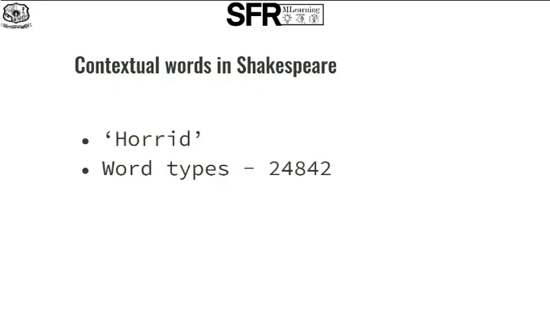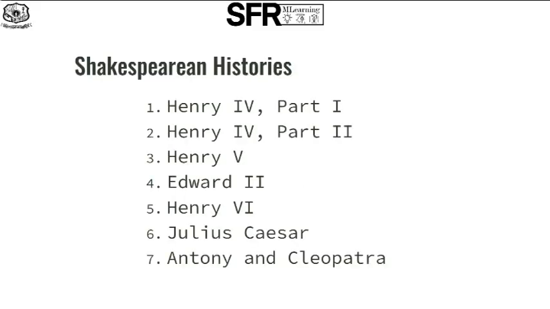There are many categorizations to which Shakespearean vocabulary can be subjected. One categorization which I have taken for today's lecture is the contextual words in Shakespeare, for example, the word horrid, which is a derivative of horrible. The word types which Shakespeare employed in his plays amount to 24,842.